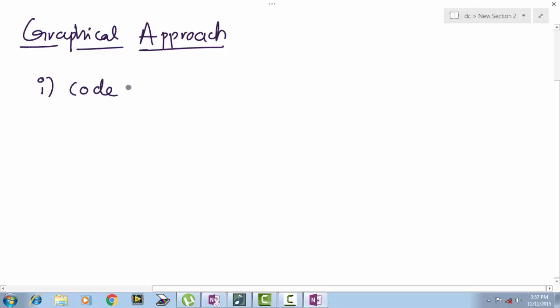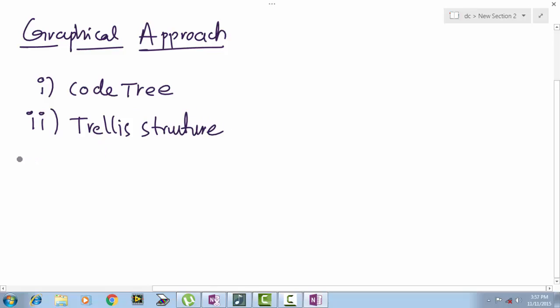One is the code tree, the second one is the trellis structure, and the third one is the state diagram. So using any one of these, we can encode the given sequence using the graphical approach.